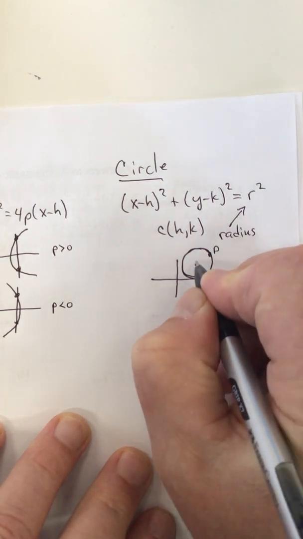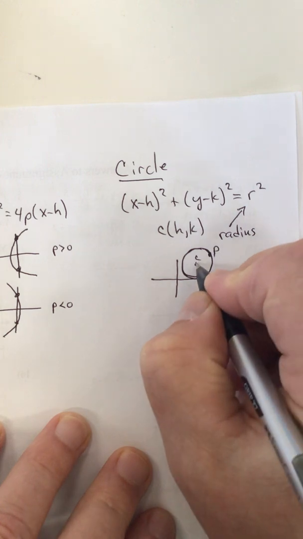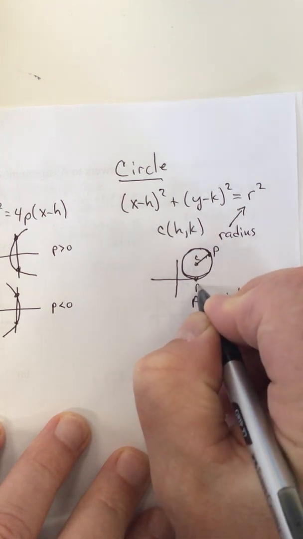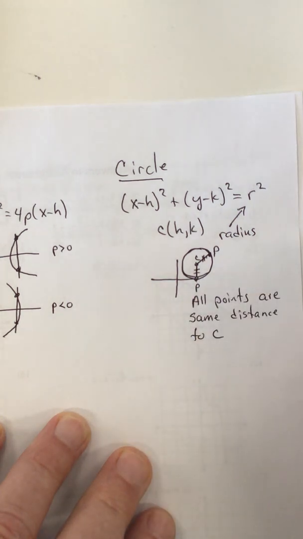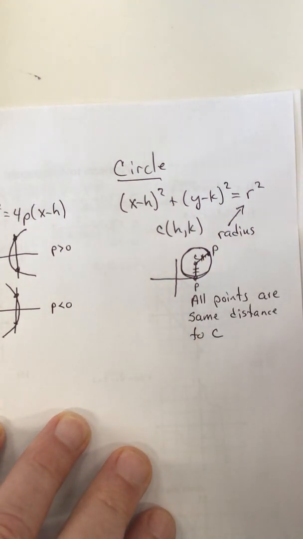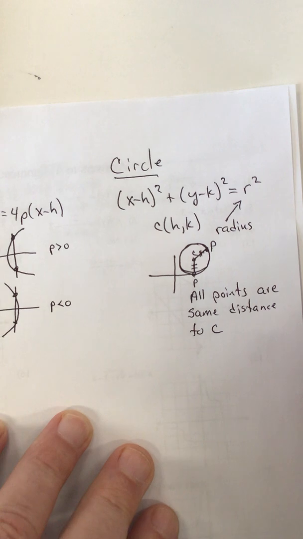So if I put a point right there, that distance, and then if I put another point right there, that distance, of course, are the same. It's the definition of a radius. So all the points are the same distance to the center.